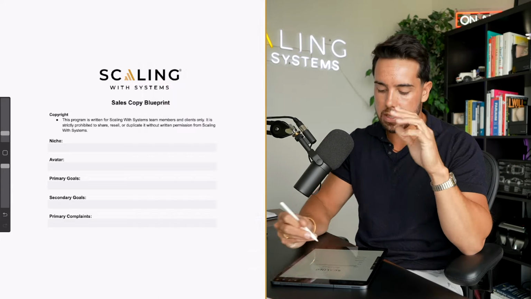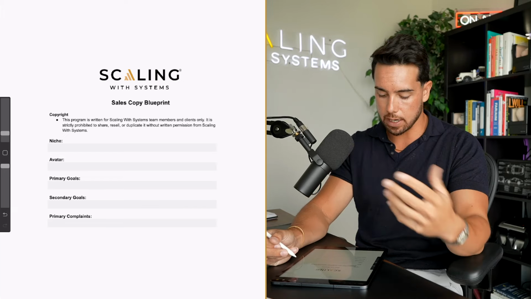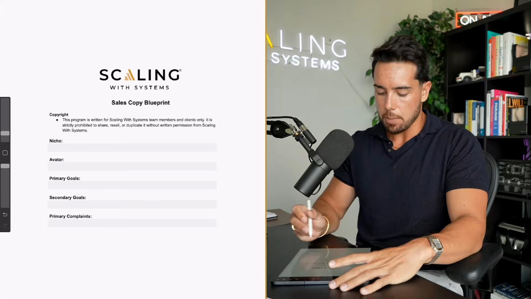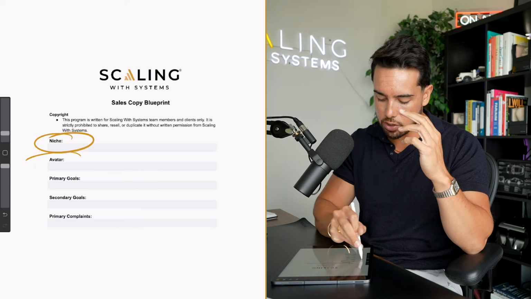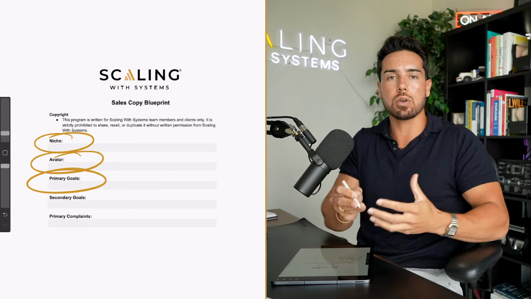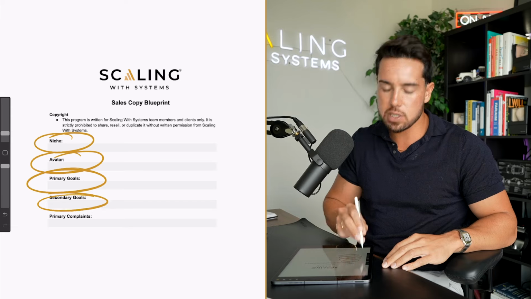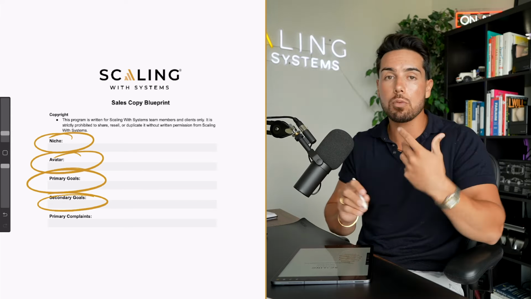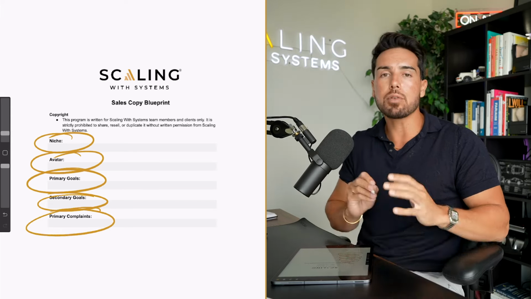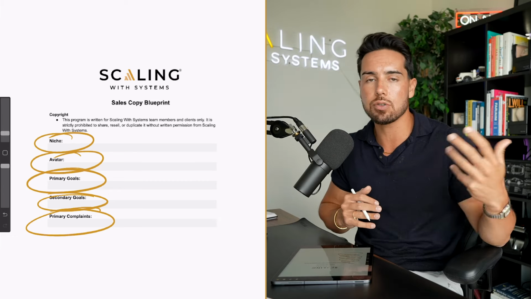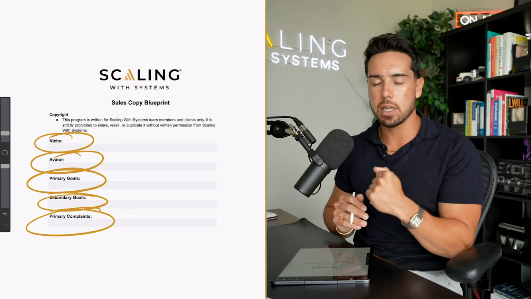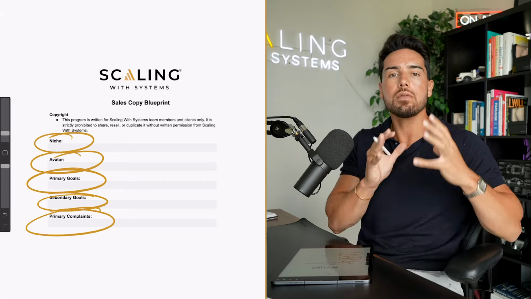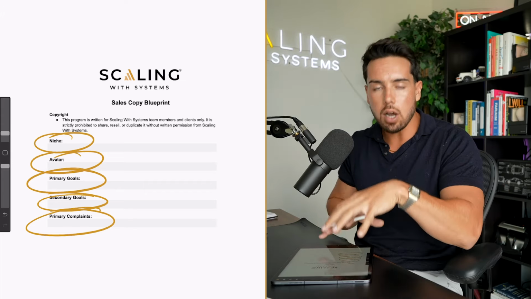And this is what the sales copy blueprint looks like. Like I said, we do this for our clients, but you can see you talk about the niche, their avatar, what their primary goals are. What do they really want out of life? What are their secondary goals? If they got this primary goal, what would also be nice to have? What are some of their primary complaints? What are the biggest issues or problems? What are their mistaken beliefs, their false assumptions? All of these things you can put in this one solid document.